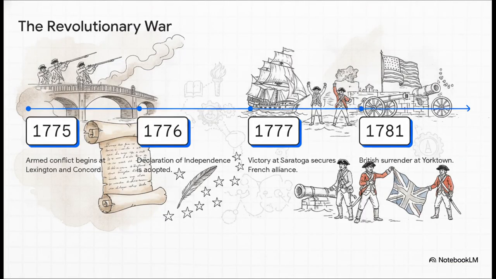There were roughly 2.5 million colonists living in North America, and they were about to fight a massive political war to break free from the most powerful empire on Earth. The armed conflict officially kicked off at Lexington and Concord in April 1775. The next year, the Second Continental Congress adopts the Declaration of Independence.